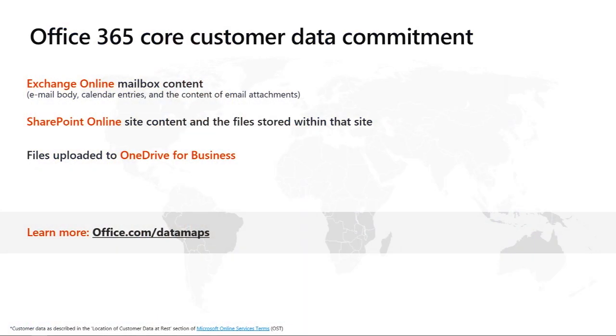When I talked about the customer data, we are talking about the 3 important assets or workloads that we have. One is Exchange Online, SharePoint Online, and OneDrive for Business, right? From Exchange Online, we are making sure that the email body, the attachments, and the calendar entries are stored locally within the geo where the user is. And the second thing is that for SharePoint, the site contents and the files stored in SharePoint are going to be locally stored. Then the OneDrive, the files uploaded.